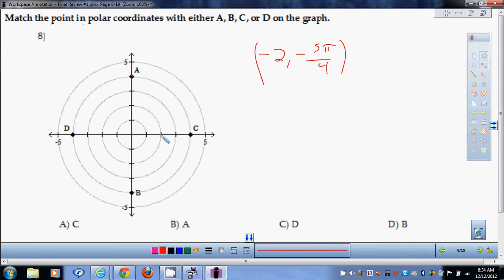5 pi over 4 in the unit circle is here. So with both being positive, it would be there. What does the negative angle flip us over? The x-axis, which would put us here. Then the negative radius flips you over the origin, which would put you here. And that would be the correct graphing of the point negative 2, negative 5 pi over 4.